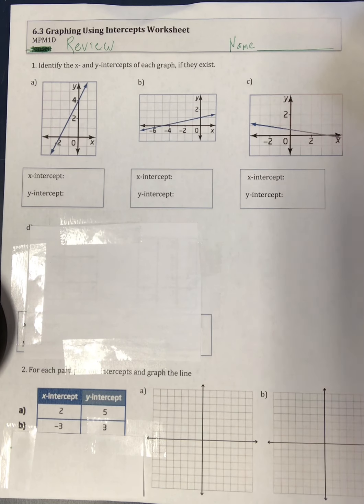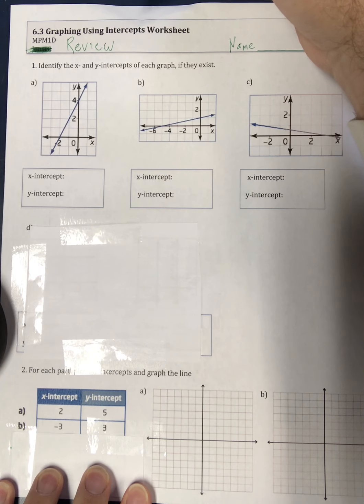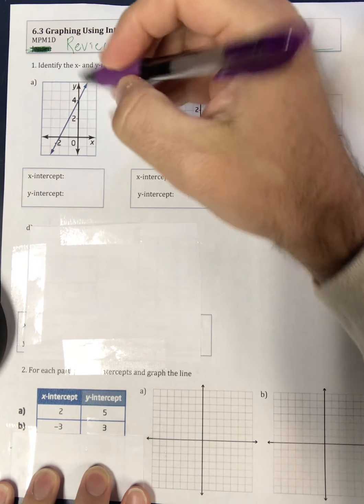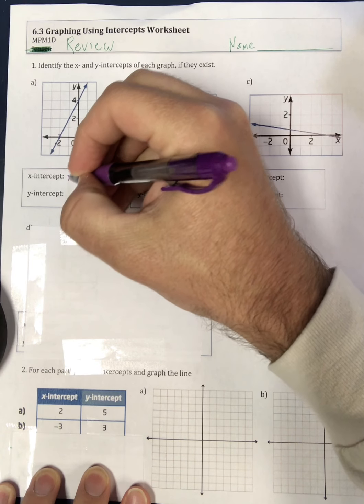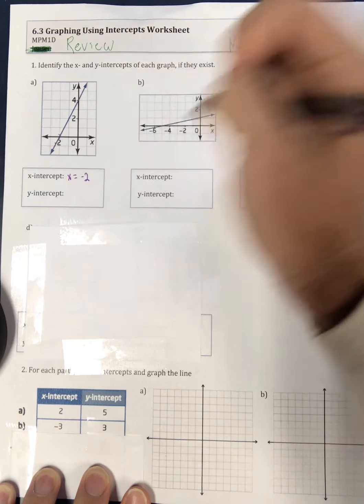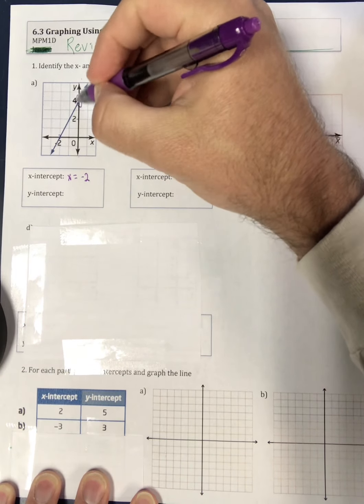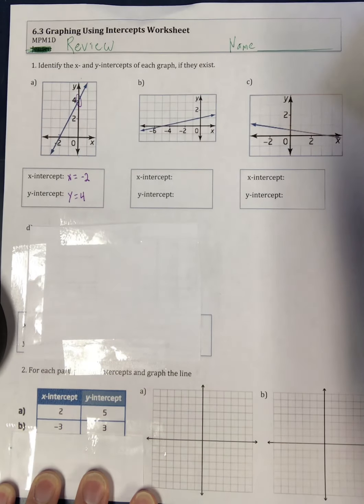Hello everybody, a little review of x and y intercepts here. So let's start just by going to the top here, just identifying what the x-intercept and y-intercept are in each of these problems. Here's the x-axis. The line goes through the x-axis at -2. So the x-intercept is -2. The y-intercept is where it crosses the y-axis up here. So that would be y equals 4.